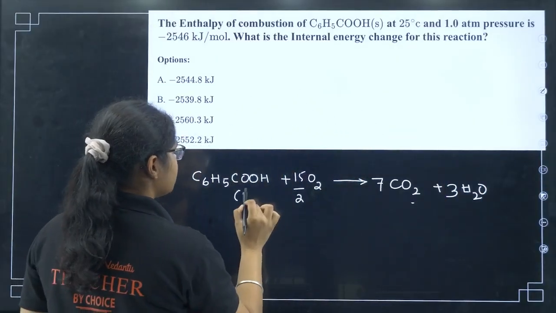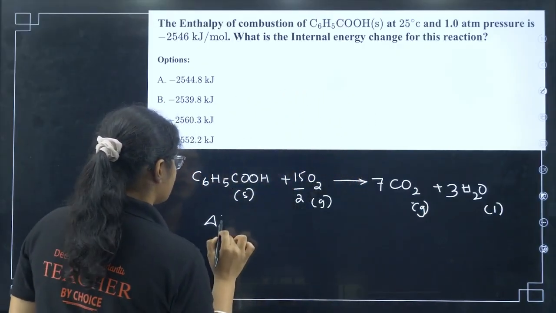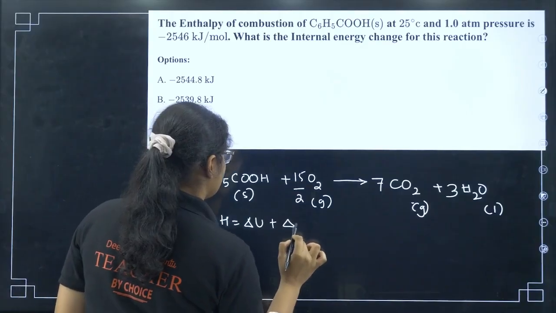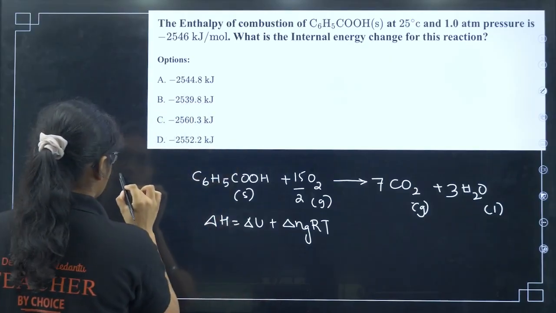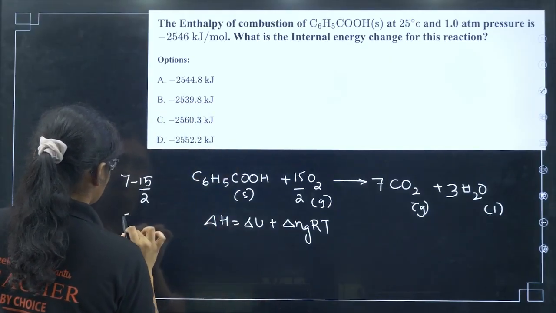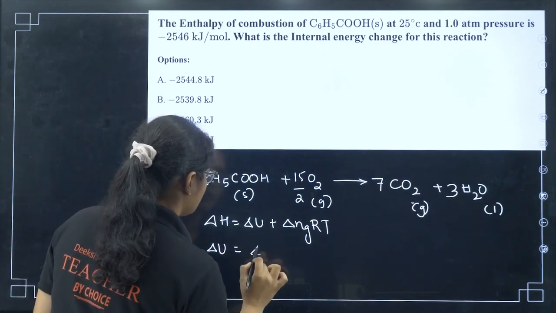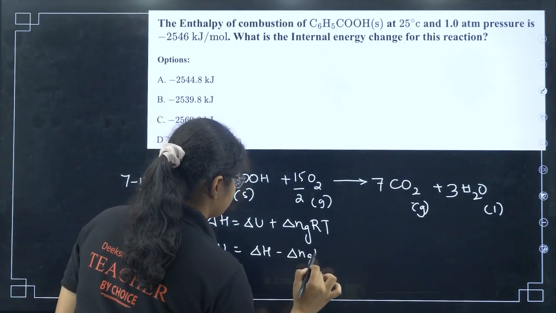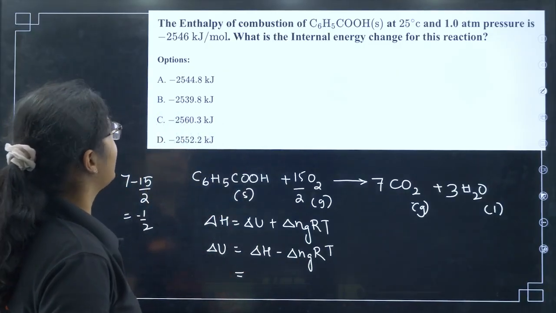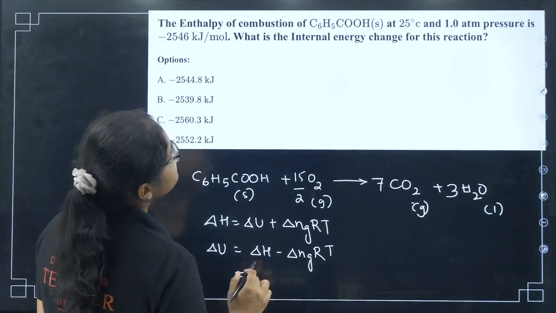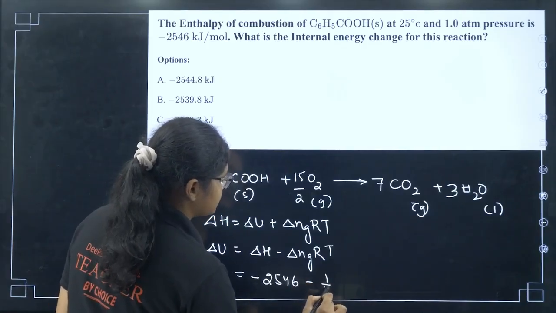Next, this is already given as solid and this comes as a liquid, so this is your gas and this is your gas. So we have this formula, delta H is equal to delta U plus delta ng RT. So 7 minus 15 by 2 is equal to, how much will it be? Minus 1 by 2. So here I have the internal energy formula, delta U equal to delta H minus delta ng RT. Now what is the delta H value here? Delta H value is minus 2546, the enthalpy of combustion. So 2546 minus delta ng, which is minus 1 by 2.